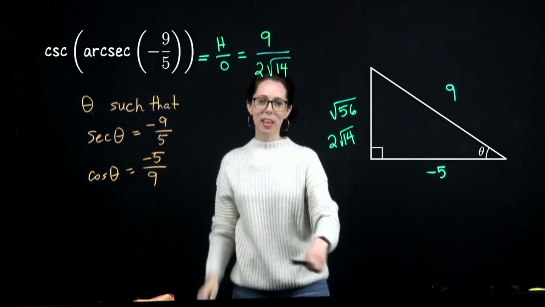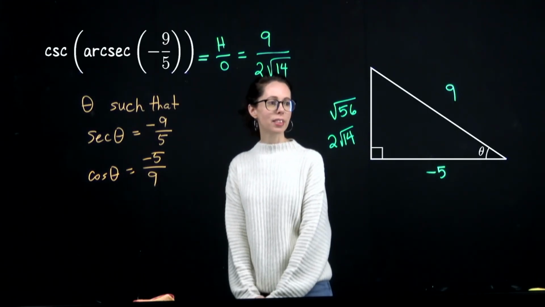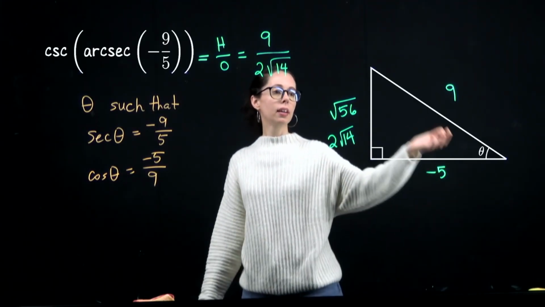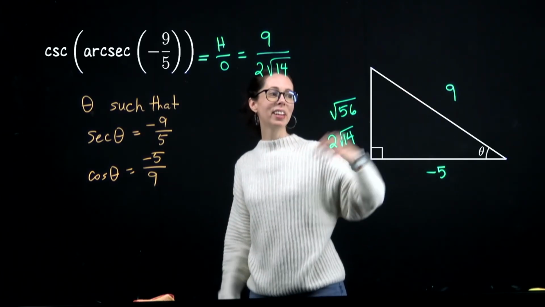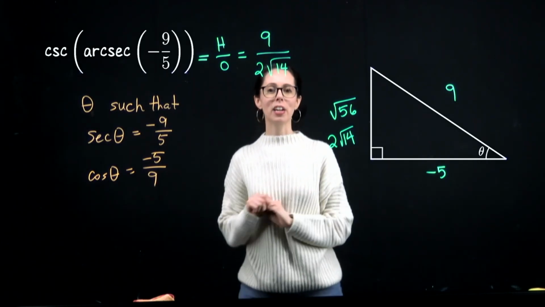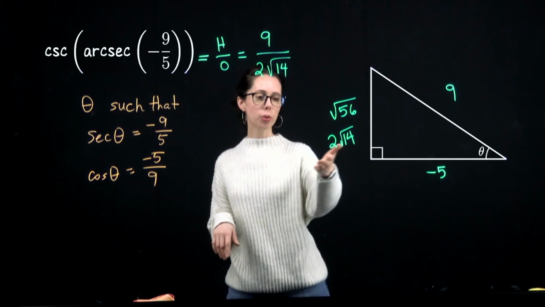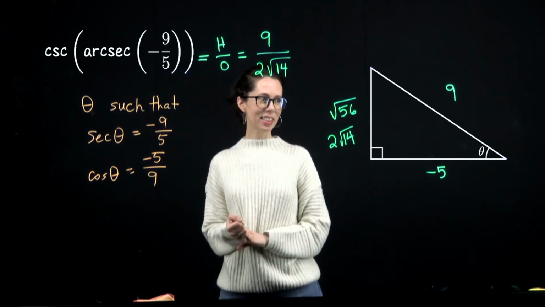Okay, and what would sine of arcsecant of -9/5 be? That would be opposite over hypotenuse, so that would be 2 square root of 14 over 9. What about tangent of arcsecant of -9/5? To figure out tangent, it would be 2 square root of 14 over -5. Okay, I think that's enough examples.